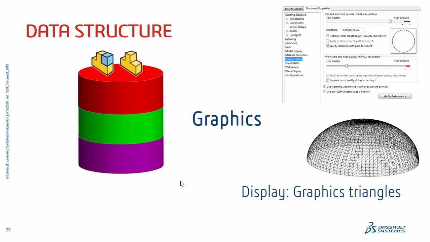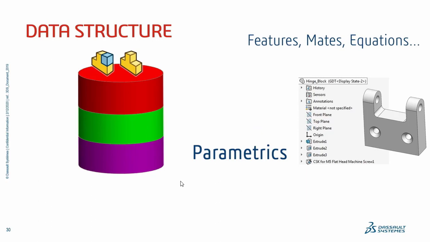Graphics: I already told you that every object you create leads to some graphical triangles. Those triangles lead to your graphics, so this is the data structure for the graphics. And the last one is the parametrics.